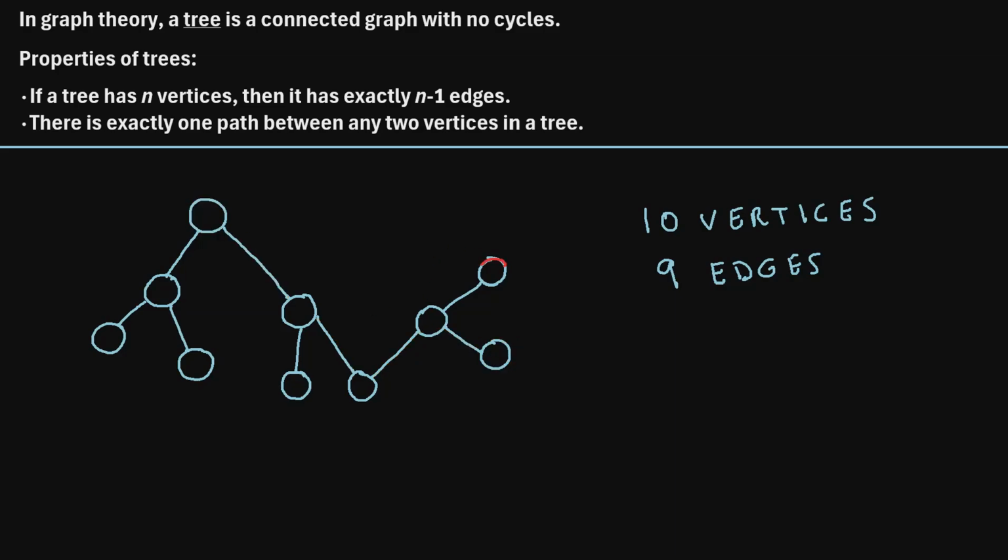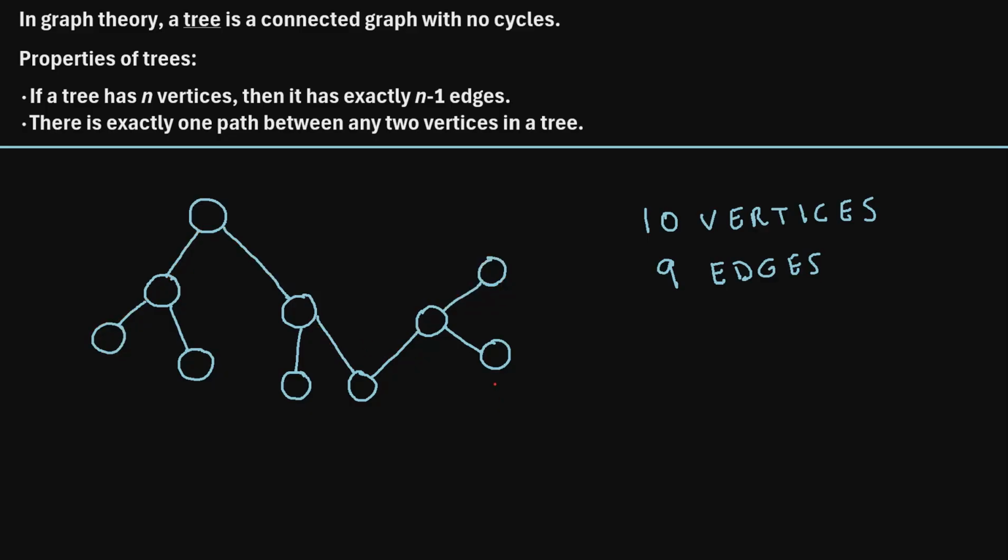Or as another example, let's say we want to go from this vertex all the way to this vertex. There's only one possible path that you could take, and it's this path right here. This is the only way to get between those two vertices. So that's true of any pair of vertices in the graph.